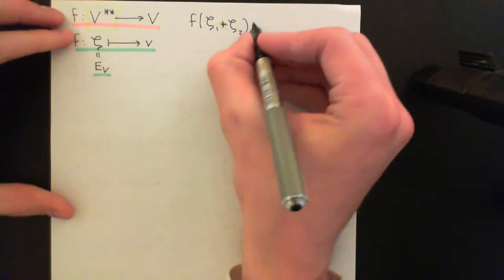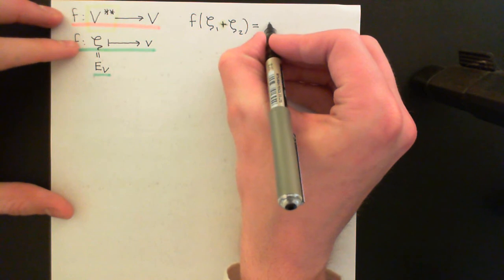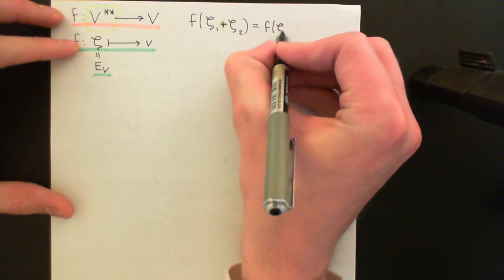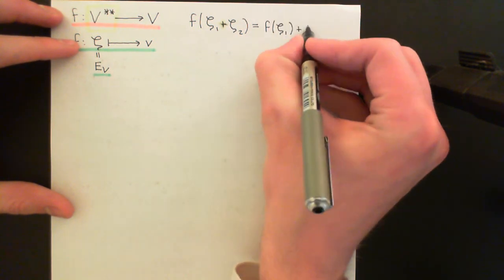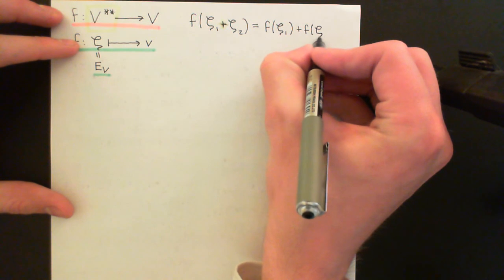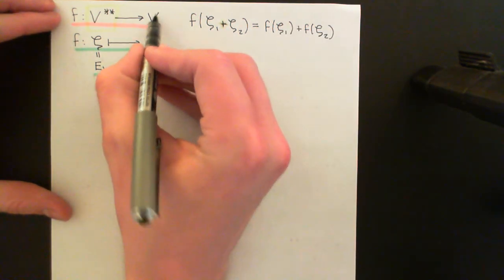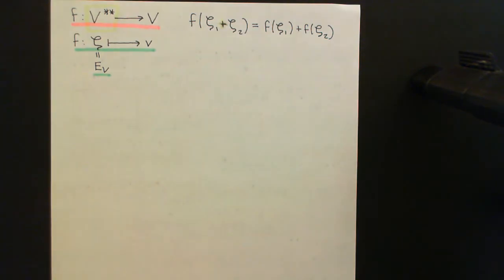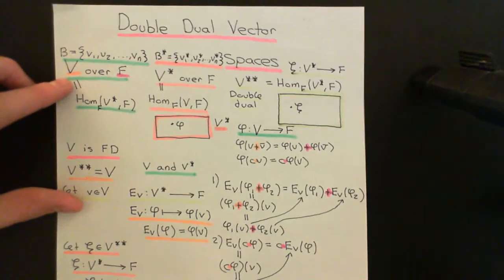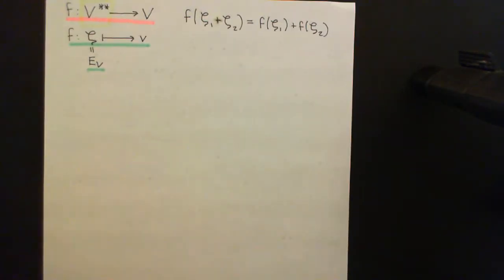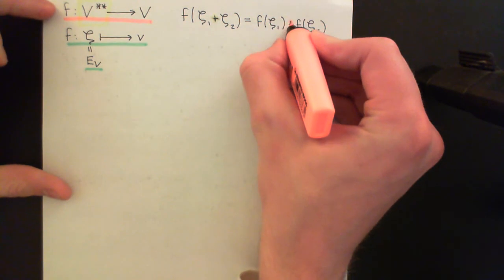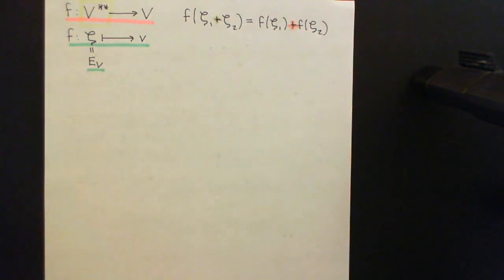Okay, and I want to show that this is the same as f of zeta 1 plus f of zeta 2, where this second addition here is addition in the codomain, which will be the initial vector space. Okay, now what color was I coding things in the initial vector space in? Orange. Okay, so this needs to be addition in the initial vector space, so we'll have it in orange there. And then we'll also need to prove the same thing for scalar multiplication. Okay, so how are we going to do this?